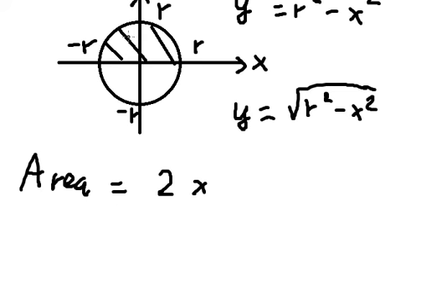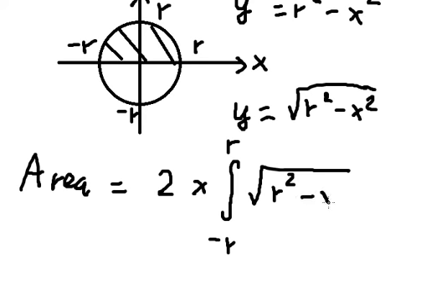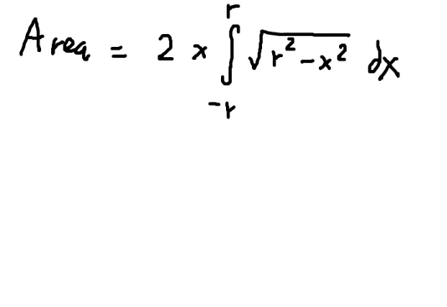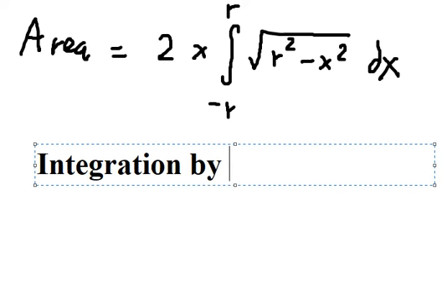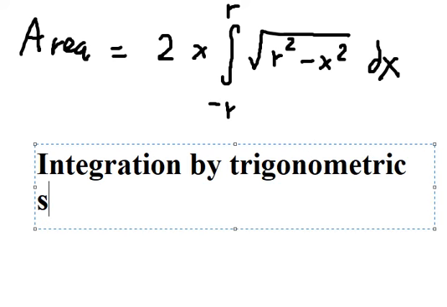Now we can apply the formula to find the area under the curve in here. So from negative r to positive r. And we put this one go in here. Now we need to find this integration in here. So we can use integration by trigonometric substitution.